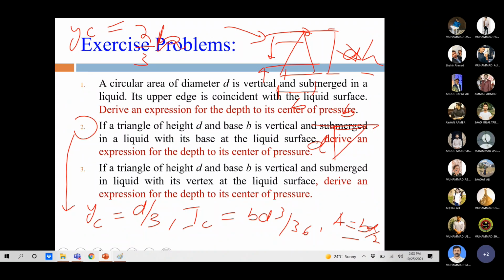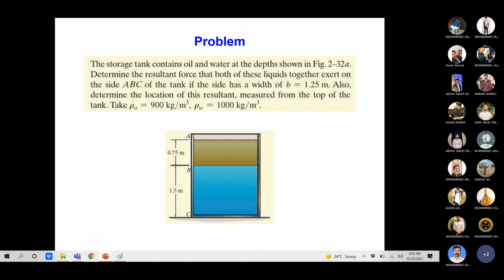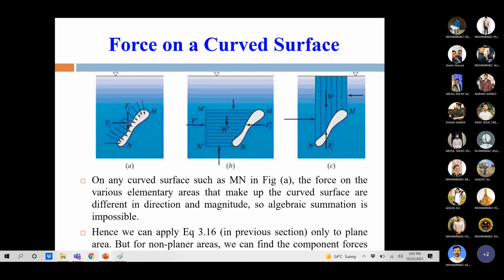Any question in these three small problems? No sir. Okay, so these two problems you are going to solve by yourself. It's very simple. We have done more complex problems than this, so it's a very simple problem. Only one liquid and you have to find F and Y. And this one again has two liquids, one is oil and the bottom liquid is water, and I think you can do it easily. Yes sir, we will try it.